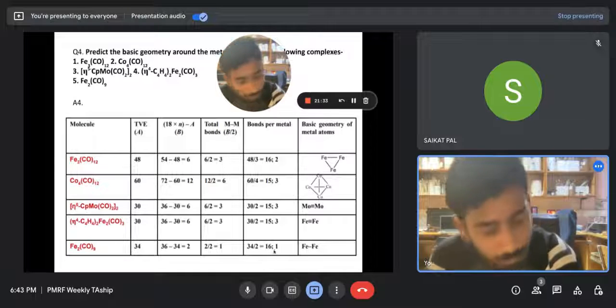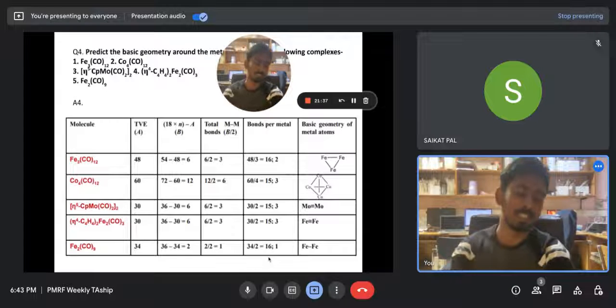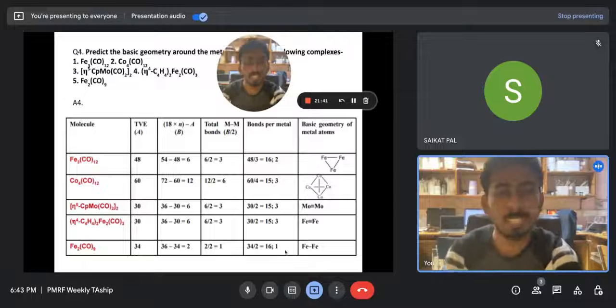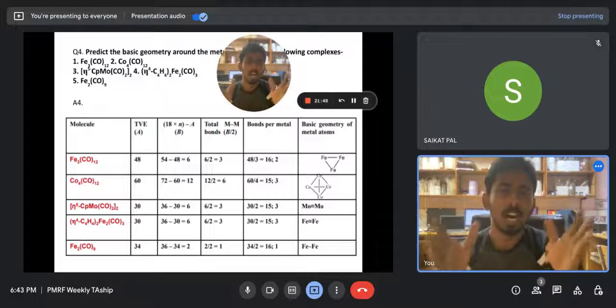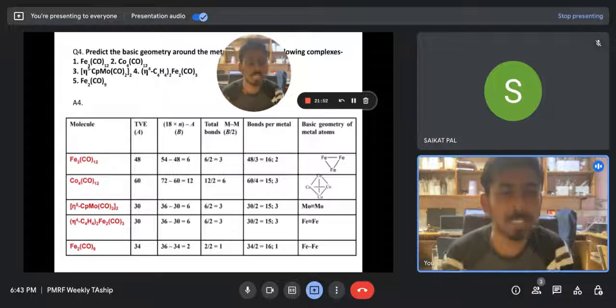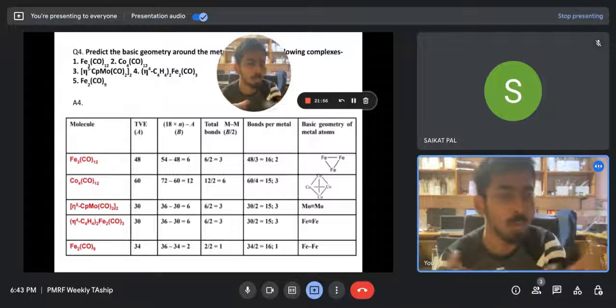Sorry for the mistake, because it will be actually 17. This mistake is written as 16. So 34 by 2 is 17. So 18 minus 17 is 1. So in this case also you have to think that the total number of metal metal bonds and bonds per metal are equal. So there is a single bond directly between two iron centers. So the core actually consists of a direct metal metal bond between two iron.